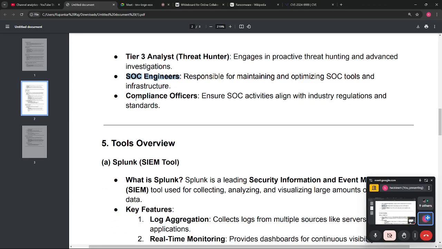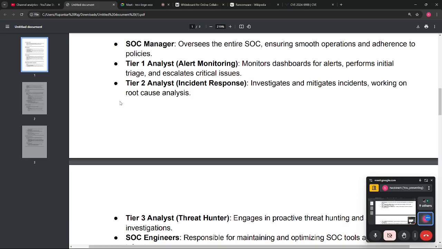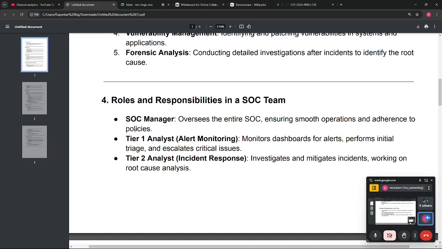And after that, we have the compliance officer. As a compliance officer, you ensure that all the SOC activities, like everyone comes under him, work under the industry regulation standards and according to the organizational policy. So basically, it regulates, audits, and does some policy enforcement around your company and your team. So these are the basic roles and responsibilities in the SOC team.